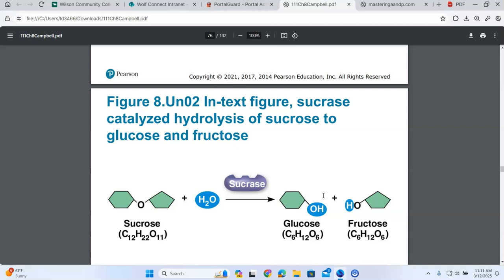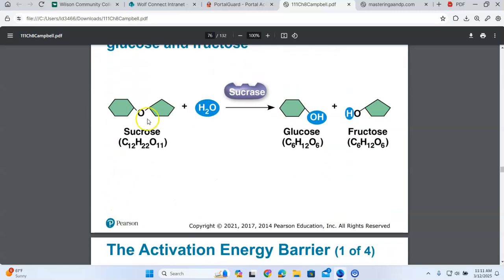And this is how it works. Here's sucrose, which is called your substrate. In the presence of water and your enzyme sucrase, the sucrose will bind to the active site here on sucrase, and then that will cause the breakdown of sucrose into glucose and fructose.